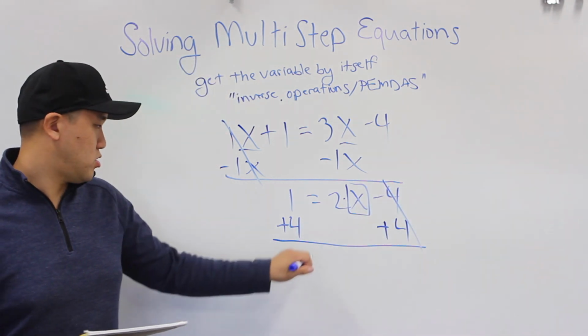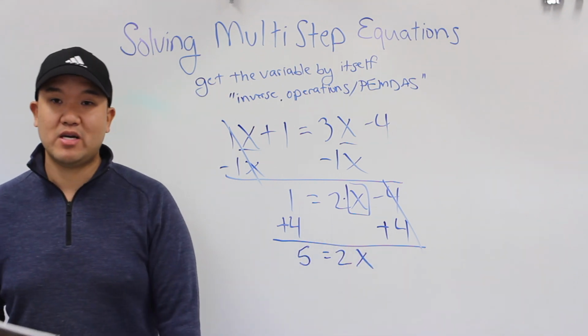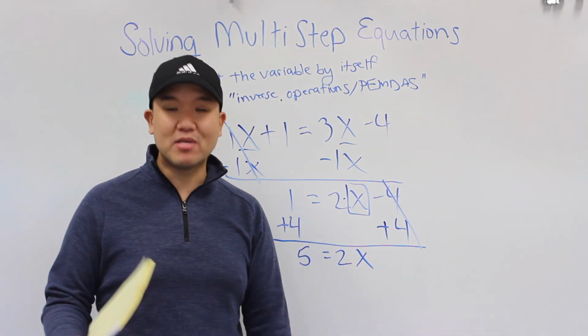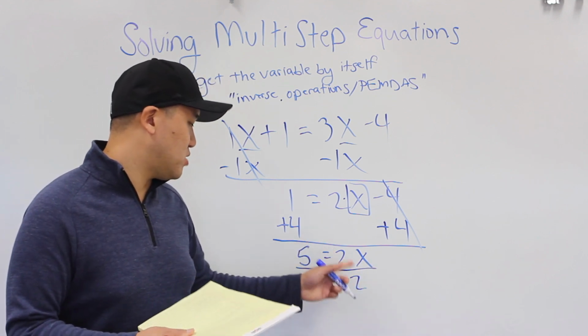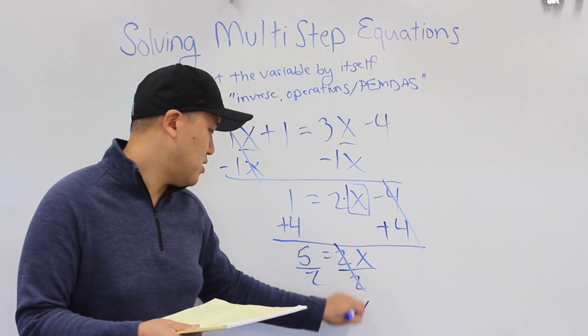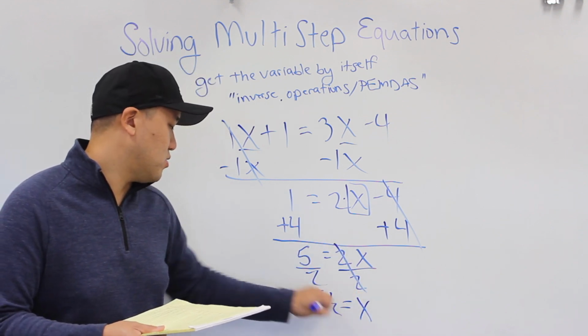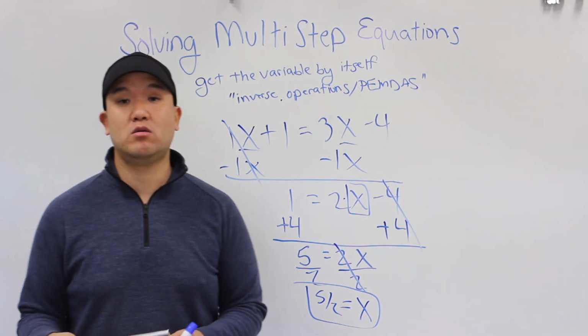Cancel that out. So you're left with 1 plus 4, which is 5, equals 2 times x. How do you get rid of a times 2? What's my opposite of times 2? We're going to divide by 2. And the reason why we divide by 2 is because what is 2 divided by 2? It's 1, right? So that cancels out. So you're left with 5 over 2. That is my answer. It doesn't mean that because it's a fraction, it's wrong.